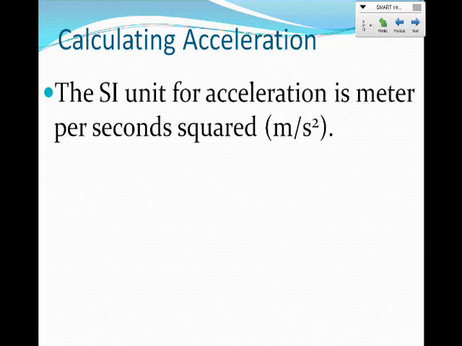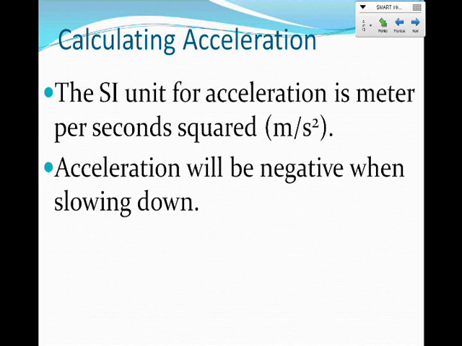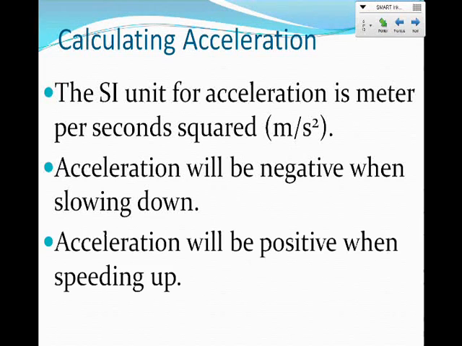The SI unit for acceleration is going to be meters per second squared. And that's because you have meters per second on the top divided by seconds, which ends up giving you meters per second squared. Now, acceleration will be negative when it's slowing down, and acceleration will have a positive number when it's speeding up.